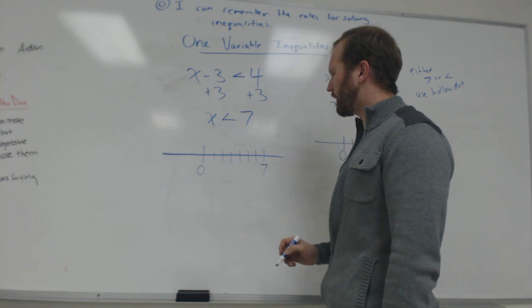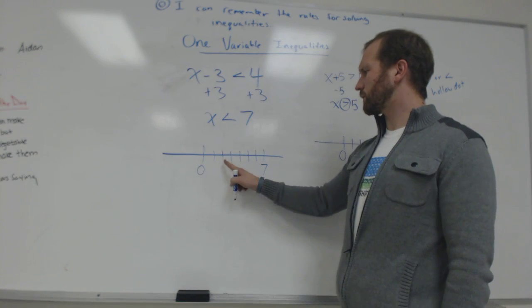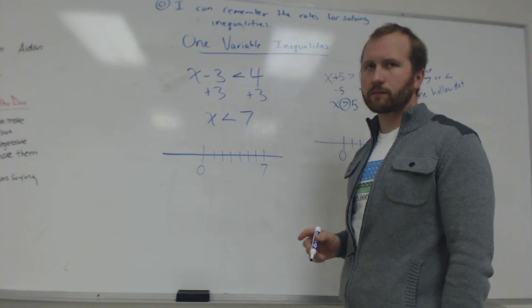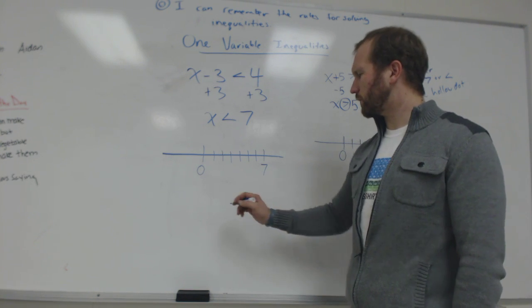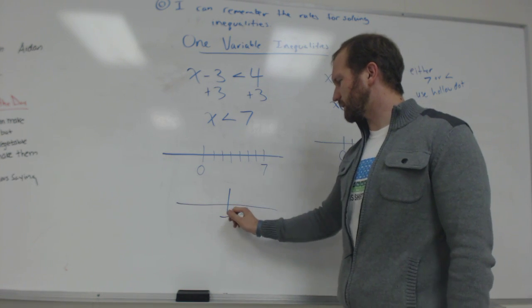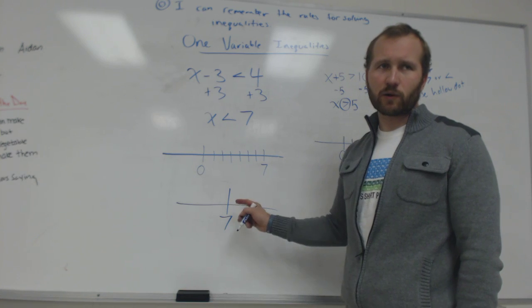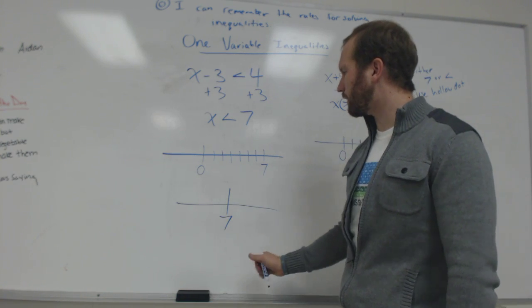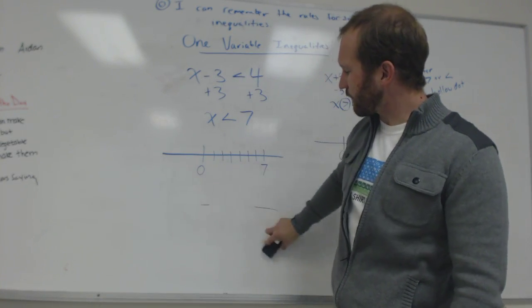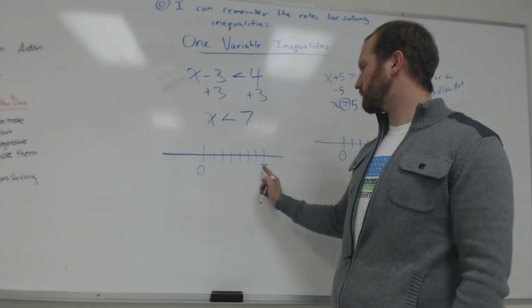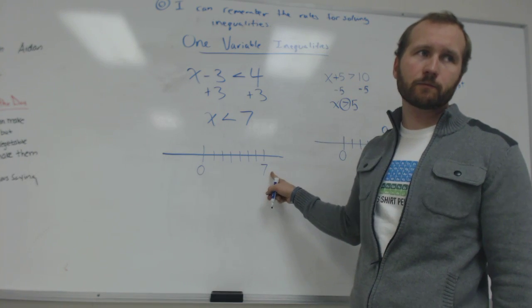Unless I'm really far away from 0. 1, 2, 3, 4, 5, 6, 7. Okay, I don't want to ever see a number line that just looks like this, with just one number on it. I want you to show me some other numbers. So where is 7 relative to 0? Well, it's to the right on the number line.